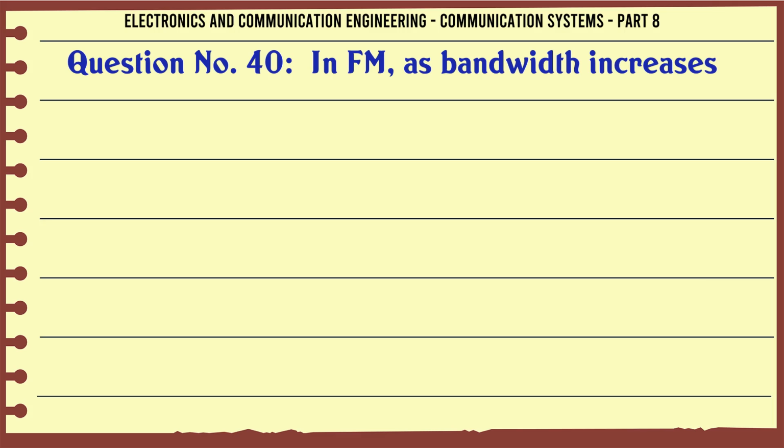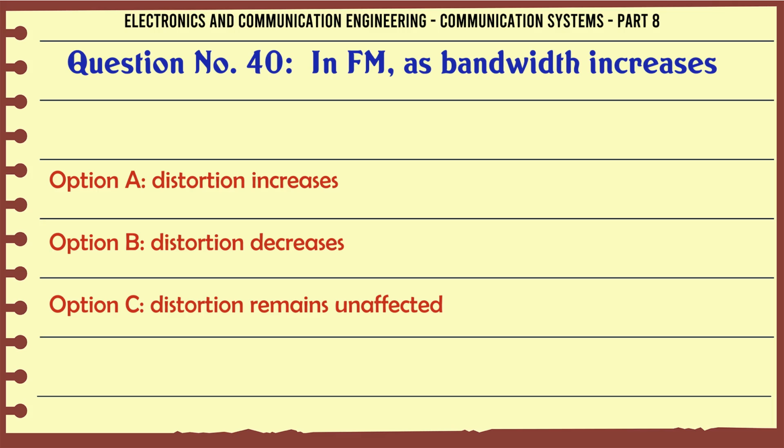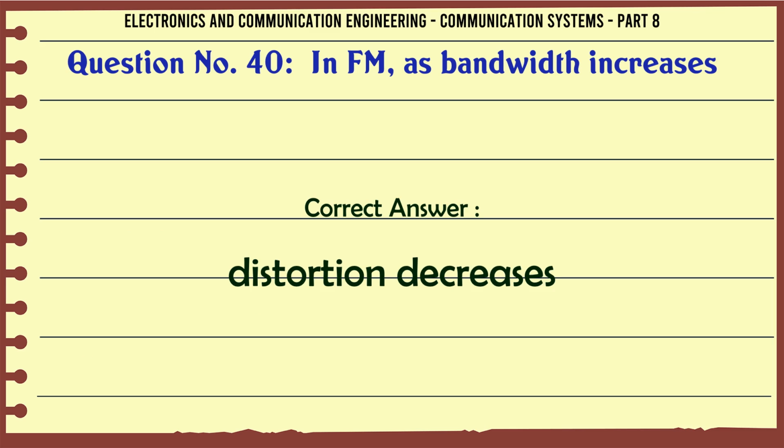In FM, as bandwidth increases, A. distortion increases, B. distortion decreases, C. distortion remains unaffected, D. all. The correct answer is distortion decreases.